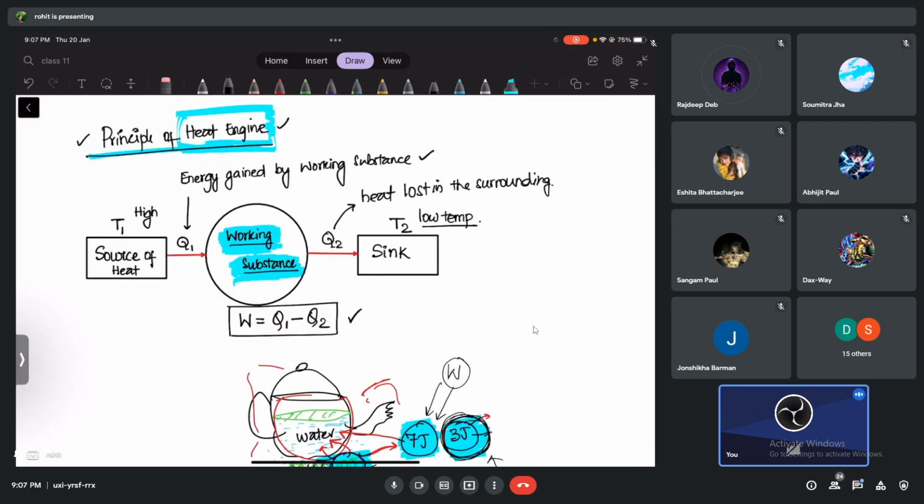Okay, so this diagram represents what, guys? Does it represent a principle or a block diagram? It represents a block diagram, which is actually representing the principle of a heat engine.